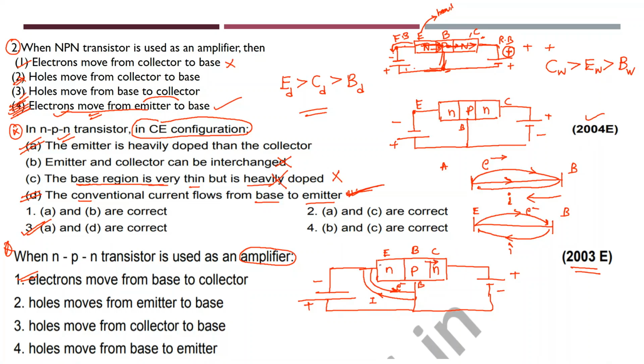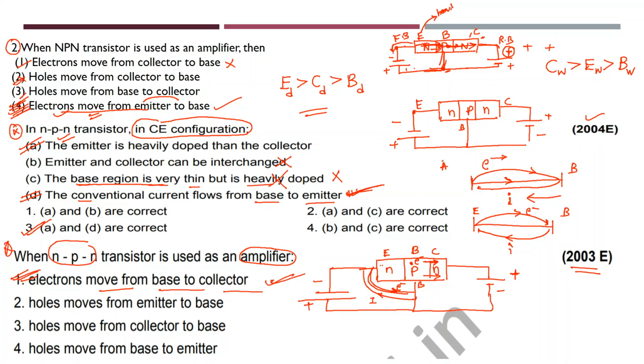This is right. See here, electrons move from emitter region to base region. Now see here, the collector region is positively charged. Electrons are negatively charged, so definitely electrons will get attracted towards the collector region from the base region. So this option is right. Initially electrons will move from emitter to base in case of an NPN transistor. Further, from base to collector they will move. This is the condition you have to remember. So the first option itself is right.